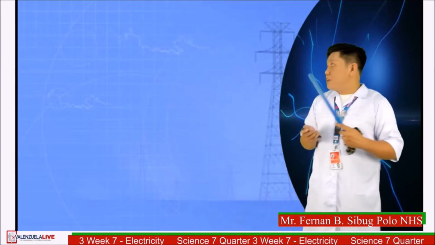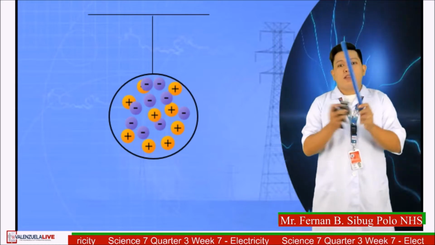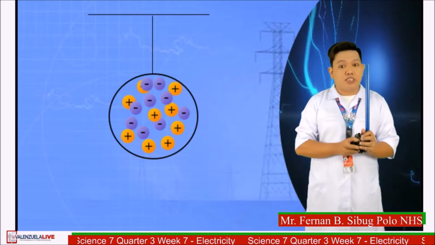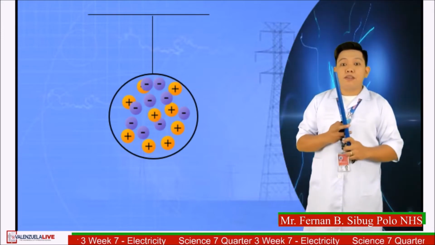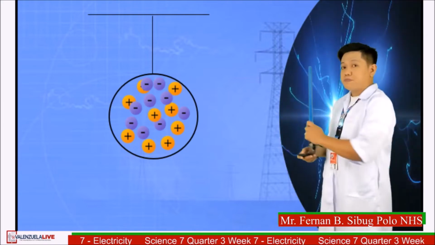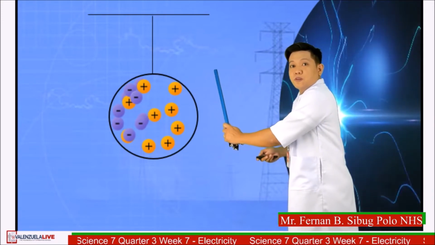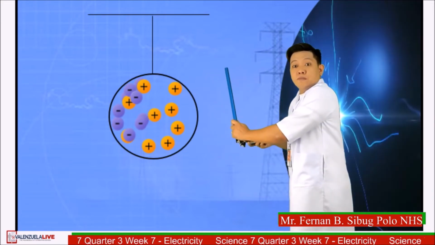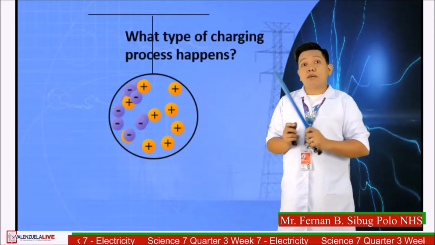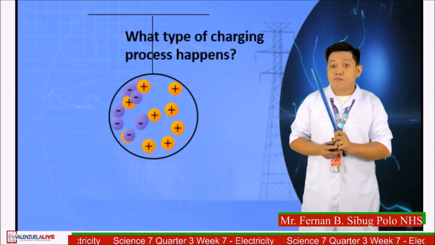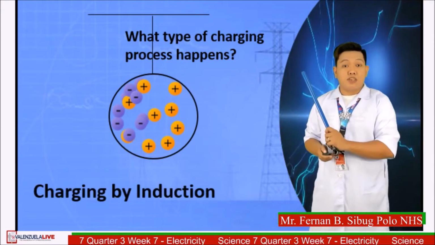Now, let's have a sphere with 8 protons and 8 electrons. The charge of the sphere is neutral or no charge. I will bring the PVC pipe near the sphere. Observe what will happen to the charges of the sphere. Okay, so the negatively charged particles move away from the PVC pipe. The question is, what type of charging process happens? Correct. It is charging by induction.